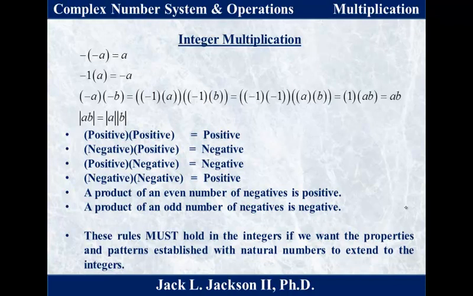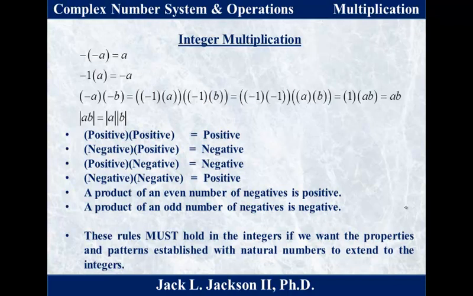If we want to multiply two numbers together, we can first of all ignore their signs. Look at the absolute value. And we know that the absolute value of the product is the product of the absolute values. So the size of the thing we can get by just multiplying the two numbers together, ignoring the signs. Then we have to decide what kind of sign it has on the answer.